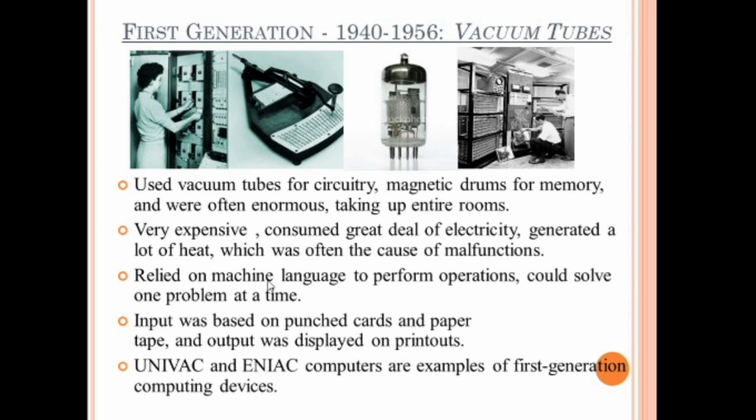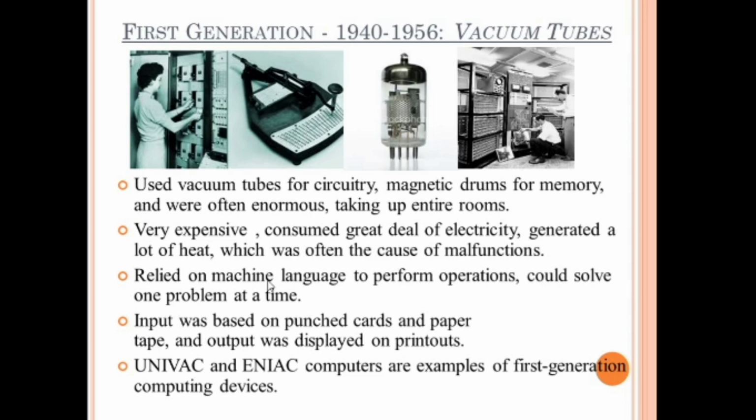Next, the first generation computer, between 1940 and 1956, used vacuum tube technology. Vacuum tubes were the basic component for memory and circuitry for the CPU, the central processing unit. These tubes, like electronic bulbs, produced a lot of heat, and the installations used to fuse frequently. Therefore, they were very expensive and only large organizations were able to afford them.